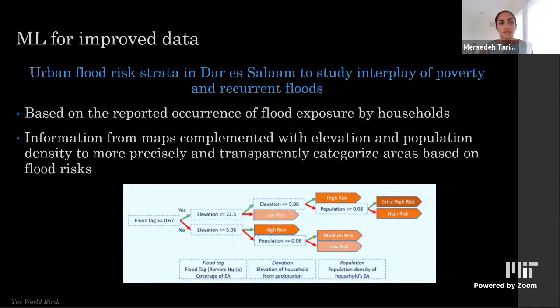So the first example is using machine learning as part of a project that looked into urban flood risk in Dar es Salaam.